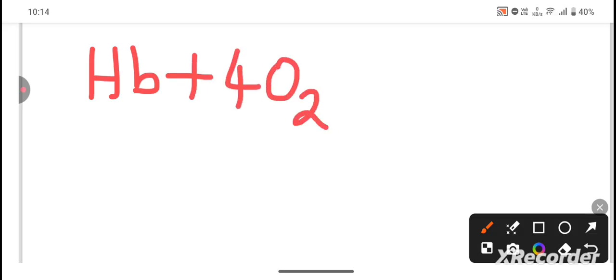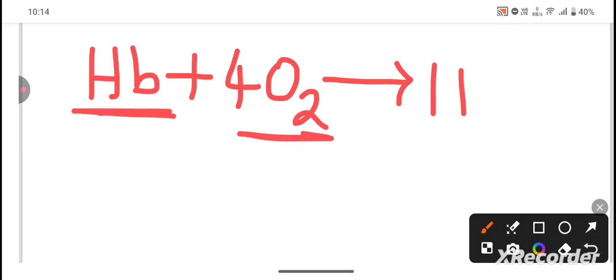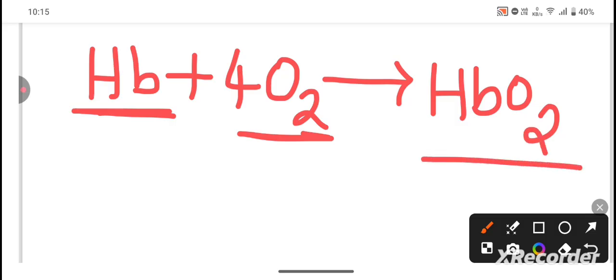Hemoglobin is a molecule containing iron, which is present in the red blood cells, and one molecule of hemoglobin can carry four molecules of oxygen. When oxygen binds to hemoglobin, it forms oxyhemoglobin, which is transported throughout the body via blood. So the oxygen from the atmospheric air reaches the alveoli, and from the alveoli it binds to the hemoglobin to form oxyhemoglobin.